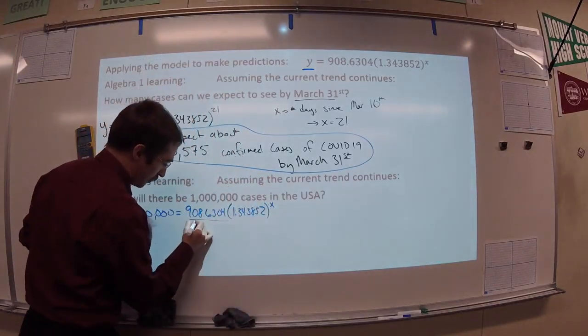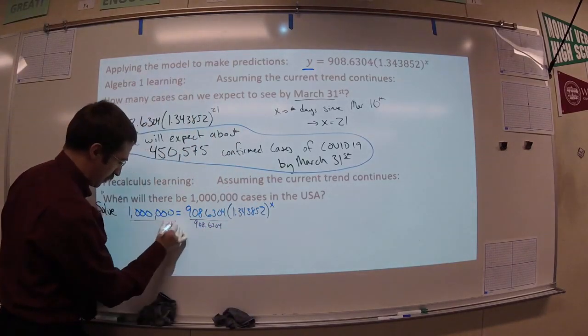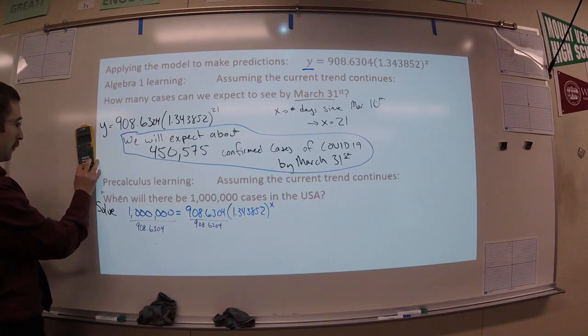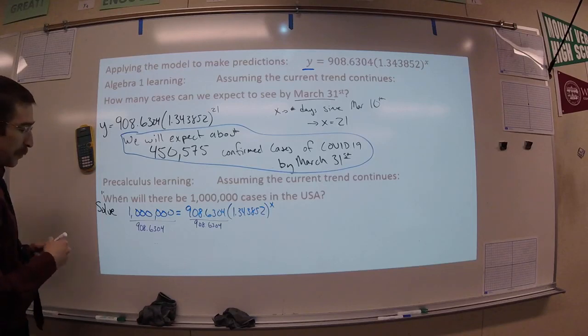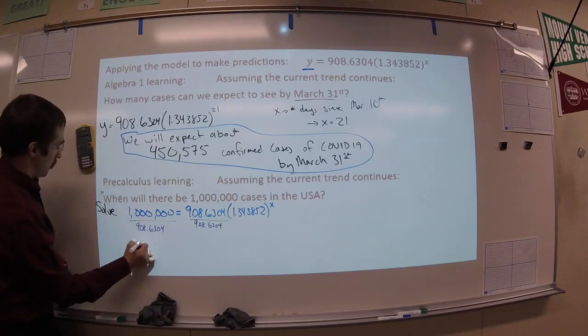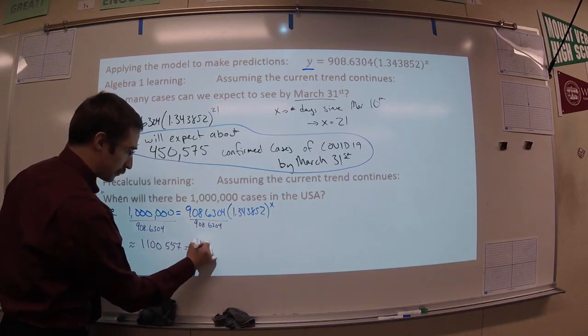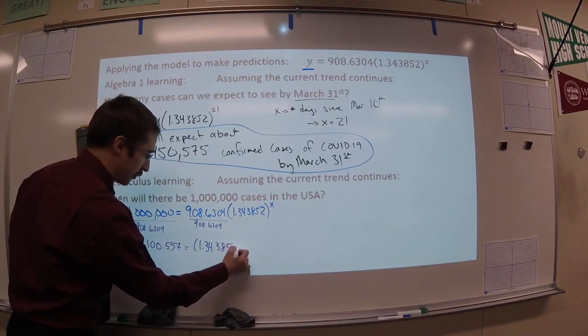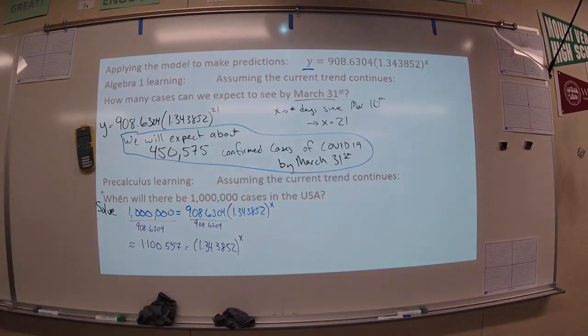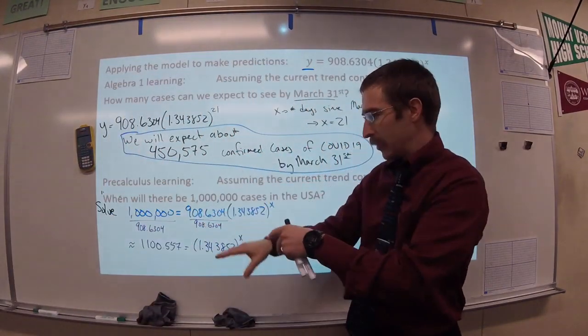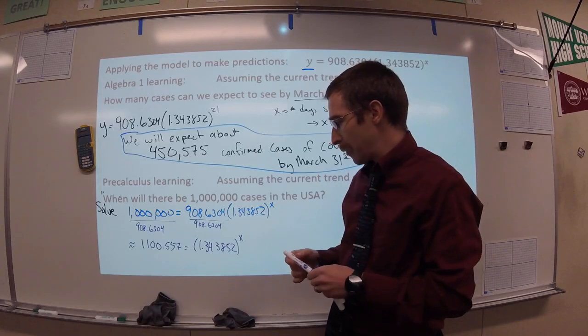So divide by 908.6304. Excuse me while I put this in the calculator. 1,000,000 divided by 908.6304, we get approximately 1,100.557 equals 1.343852 to the X. And I'm going to use the value that I have in my calculator here, instead of this decimal approximation. It's still not that important.